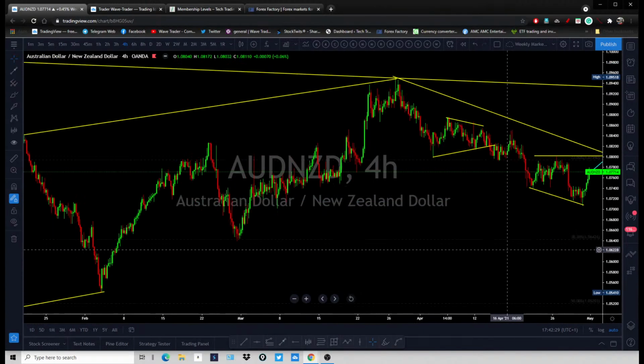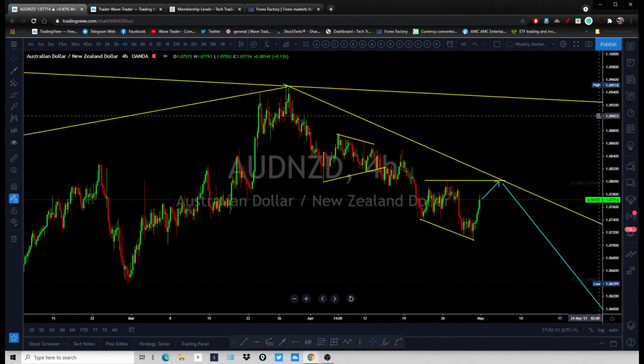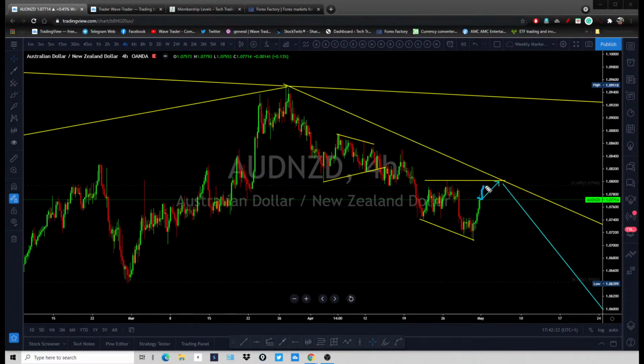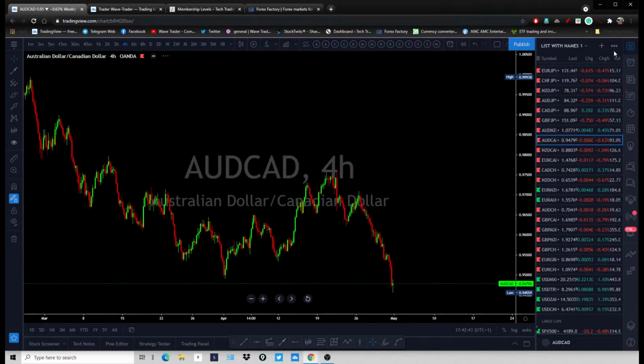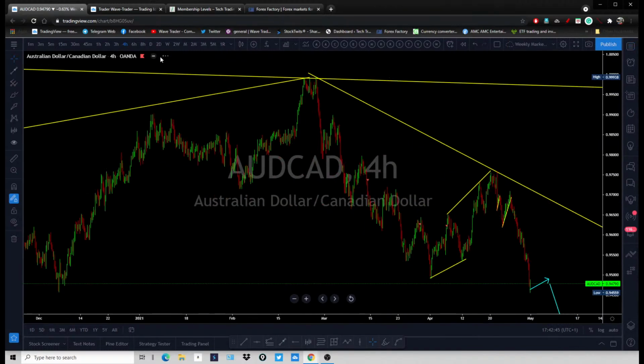But you are looking for this to push slightly more higher, struggle to break through that top, and drop. This is going to be the short-term trade back to that low, and the longer-term trade is going to be much lower. Aussie Cad. So Aussie Cad has very much gone.